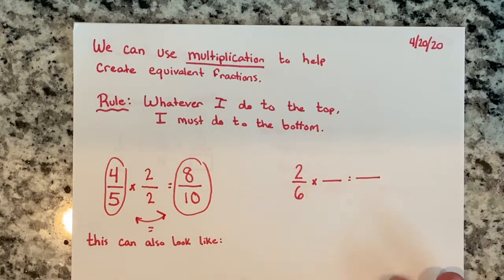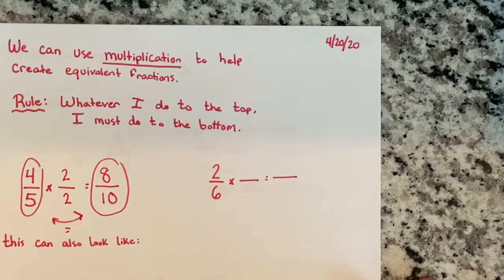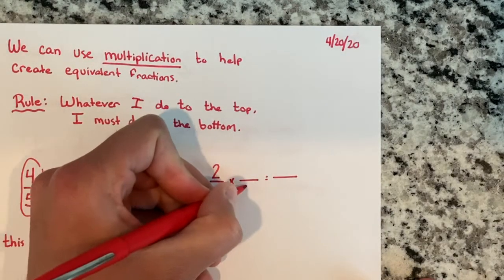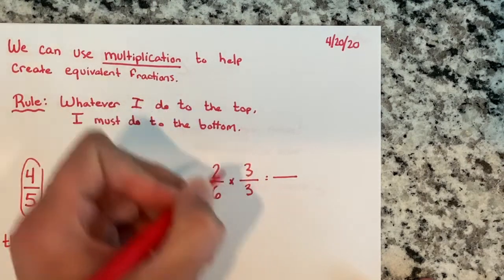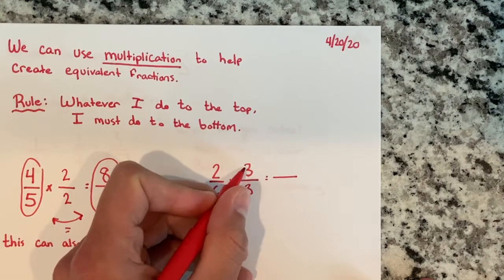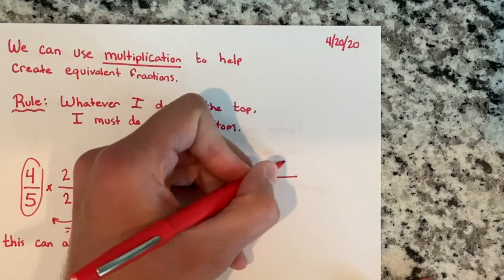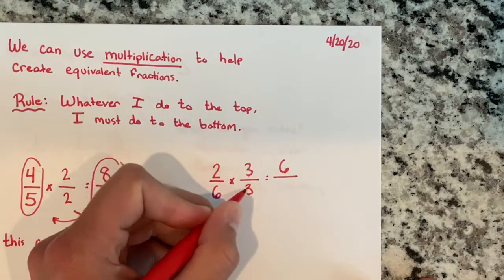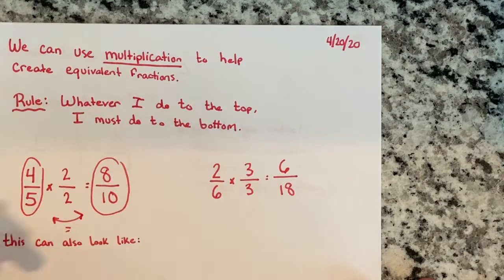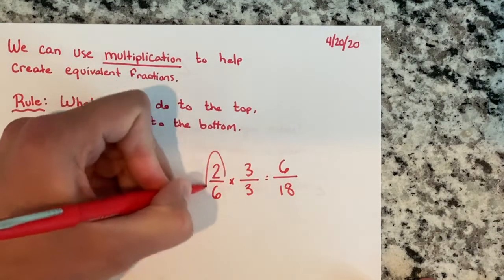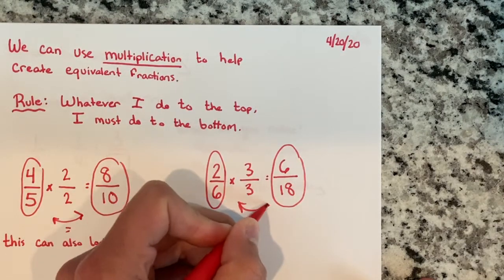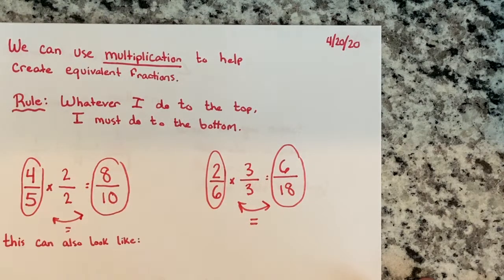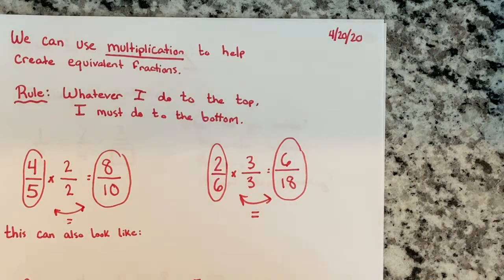They are equal. Let's take a look at 2/6. If I multiply the 6 by 3, I had better multiply the 2 by 3. Whatever to the bottom, to the top, whatever to the top, to the bottom. 2 times 3 is 6. 6 times 3 is 18. That tells me that 2/6 and 6/18 are the same value. They're the same amount. My numerators and denominators are just a little bit different.